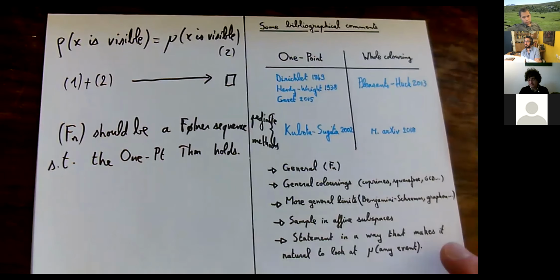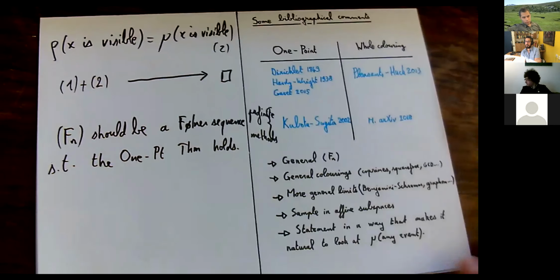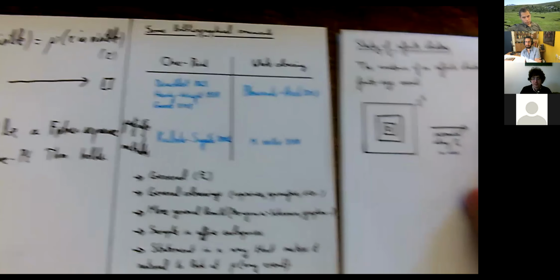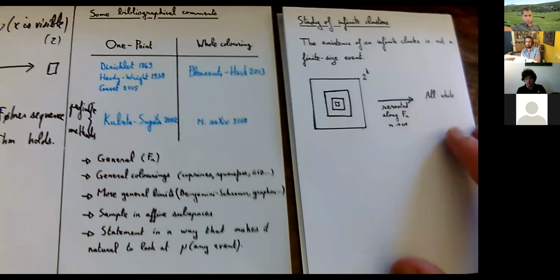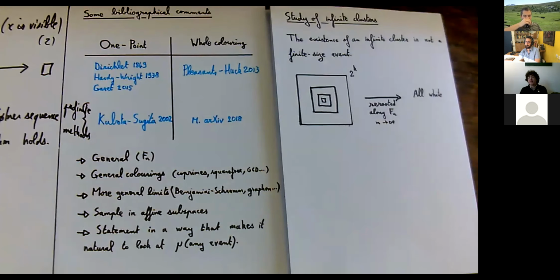So this is what I will spend some time on in the last part of my talk. We will study infinite clusters for the random coloring distributed according to mu. So the existence of an infinite cluster is not a finite size event, obviously. We're looking at infinite clusters wherever we want in our graph.